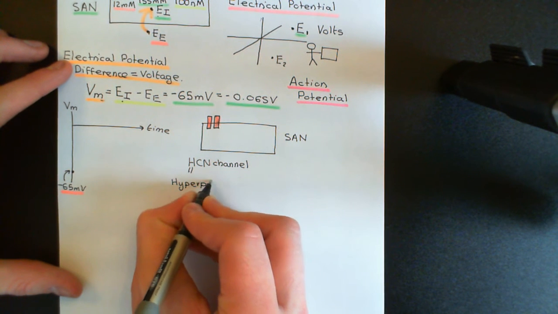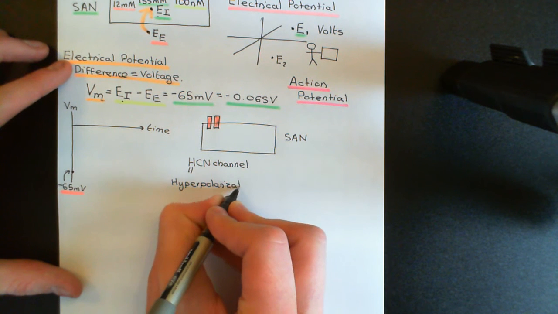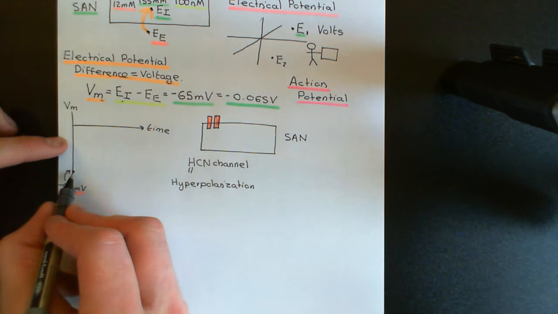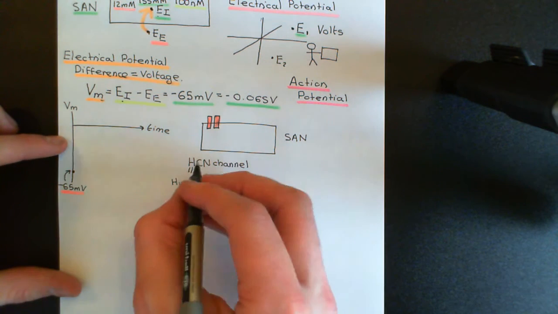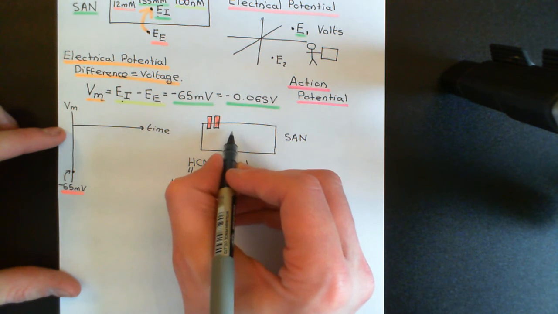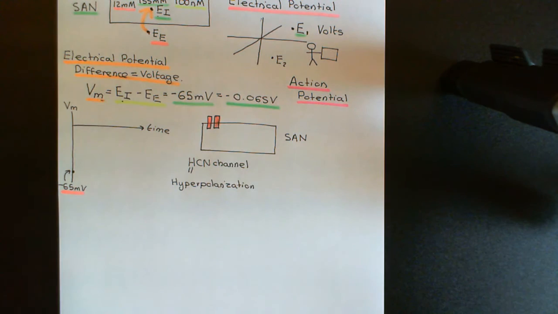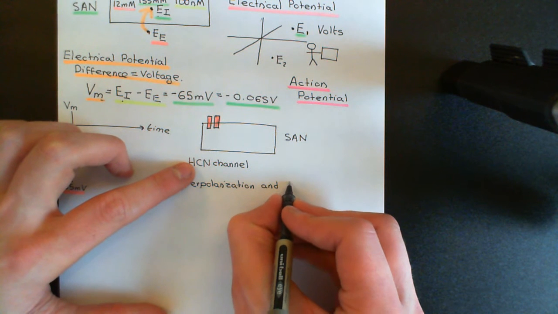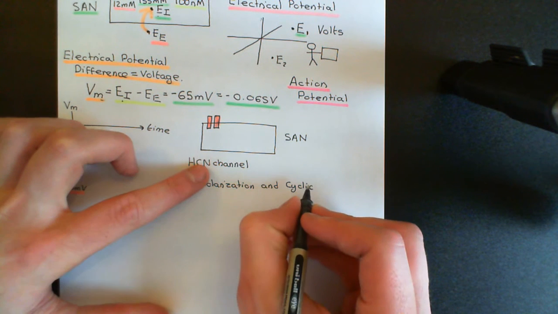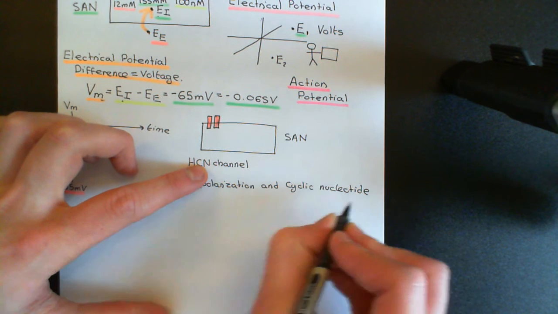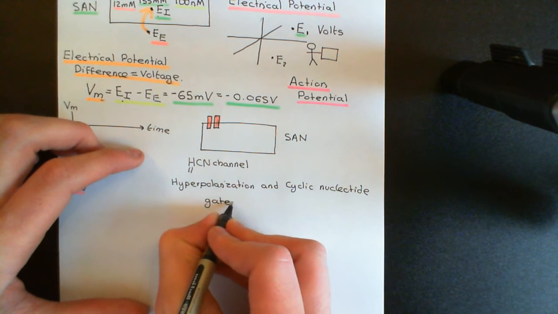So this is just reflecting the fact that when the cell membrane is hyperpolarized, which means that the electrical potential difference across the cell membrane is quite negative, the channel is going to open. Hyperpolarization just means the electrical potential difference across the cell membrane is quite negative. Depolarization means the electrical potential difference across the cell membrane is quite positive. So hyperpolarization is the H, and then the C is for cyclic, the N is for nucleotide, so cyclic nucleotide gated, and then it's just ion channel.